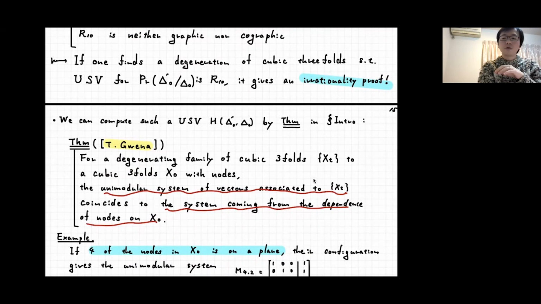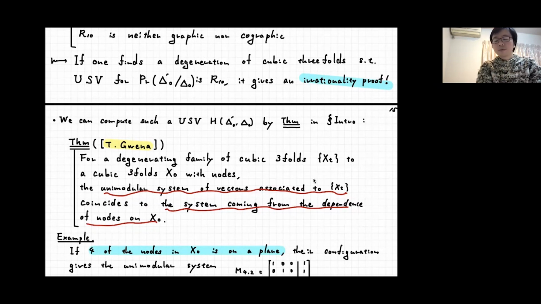So towards future work, I think it's very important to say that such degeneration data is just given by the configuration of the nodes on X naught. Personally, what I'm interested in is what is happening for the higher dimensional case or something like that.